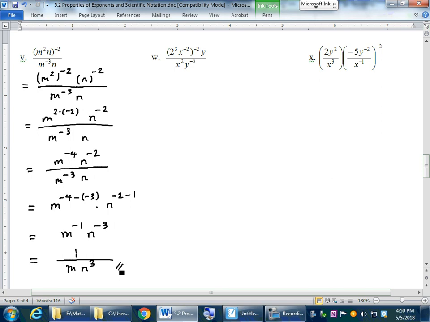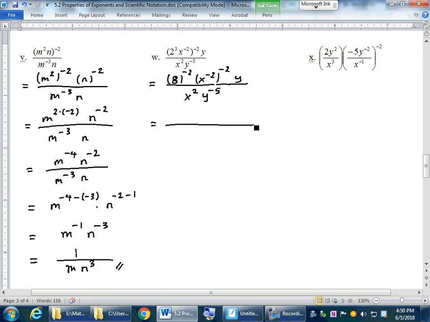So next example, W. Similarly, I'm going to take care of the numerator, which is 2 to the third power. We know that is already 8, so I will be saying 8 to the negative 2 power, and x to the negative 2 to the negative 2 power times y, and in the denominator is x squared, y to the negative 5.